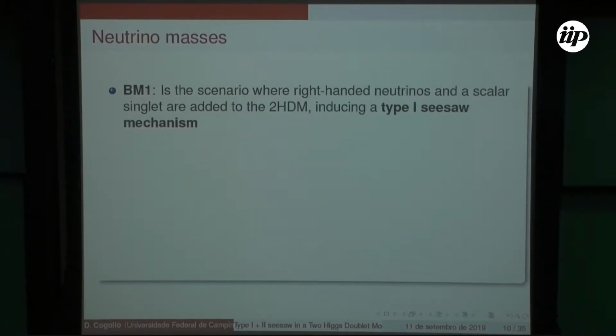Okay, about neutrino masses. The first scenario we worked on is the scenario where right-handed neutrinos and a scalar singlet are added to the two-Higgs doublet model. And in this case, we induce the type one Seesaw mechanism in the two-Higgs doublet model. Then, as I said to you, if we are in a scenario where right-handed neutrinos exist, the charges of the fields are free as a function of U and D because we introduce right-handed neutrinos.